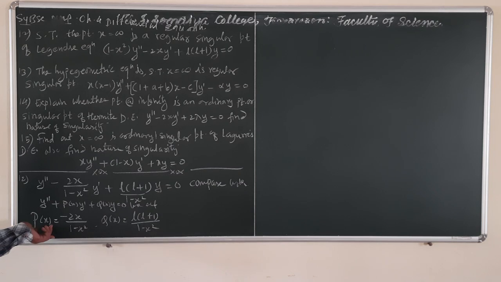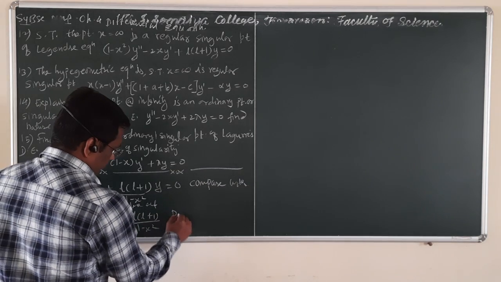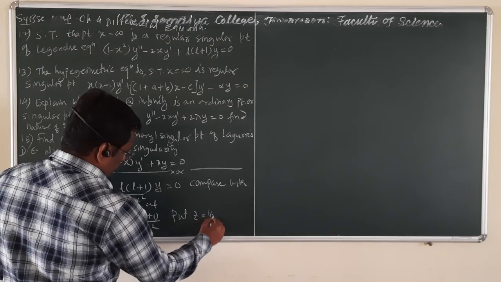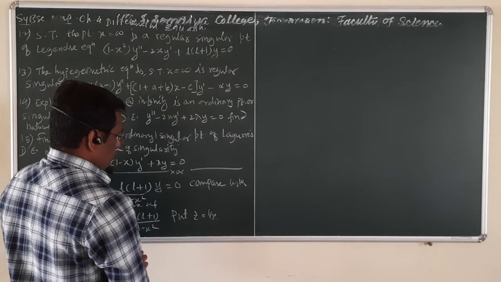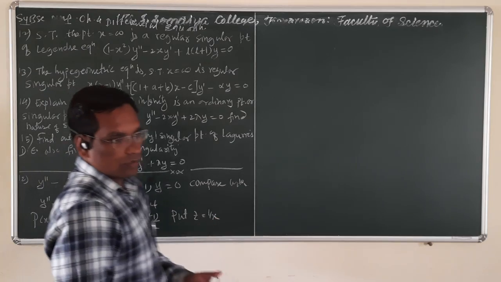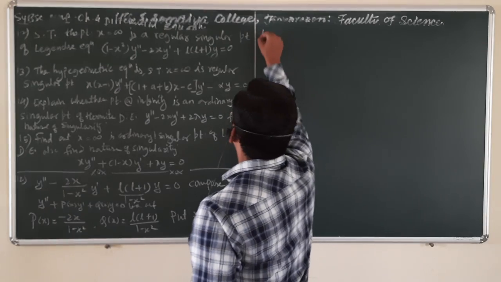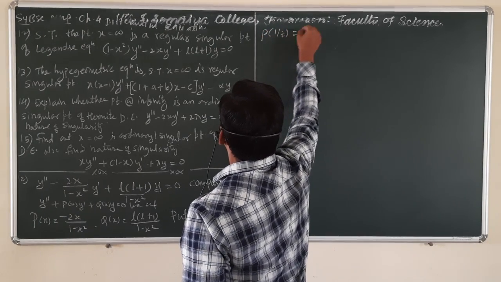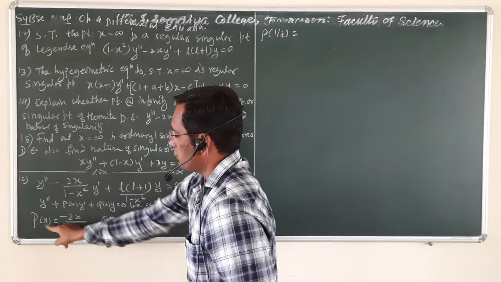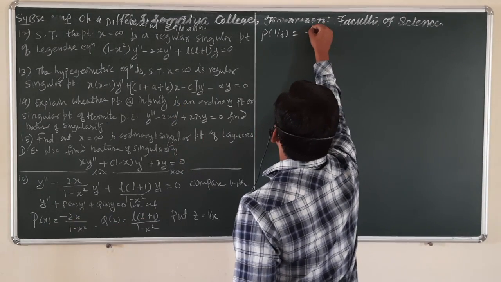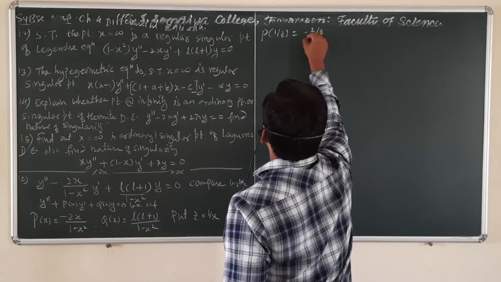Now we know the procedure to find the singularity at infinity. Okay, what is that procedure? We have to put z as 1 upon x in these equations. Okay, so what will we get? We get p of 1 upon z equal to, so here we have put x equal to 1 upon z, so minus 2 divided by z.